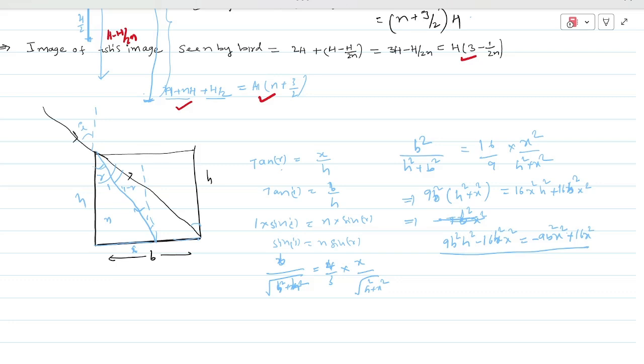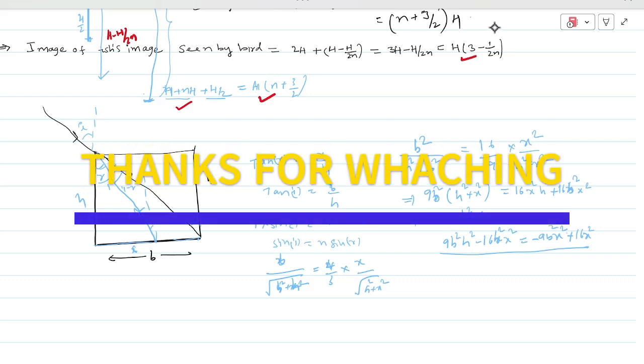Right. So like this we can find out. There are many applications of refraction on a plane surface, and curved surfaces I will take in the next class.